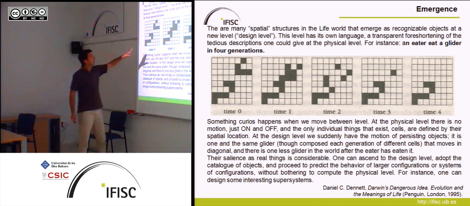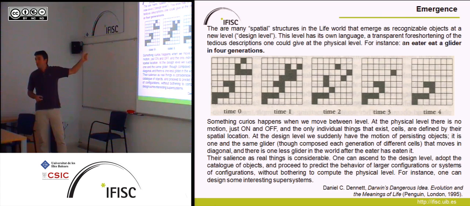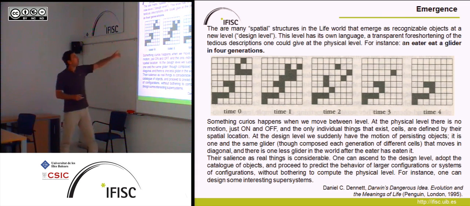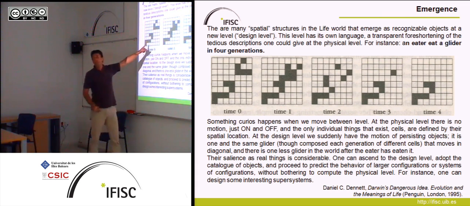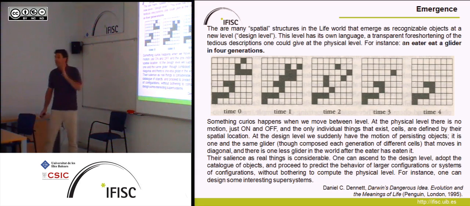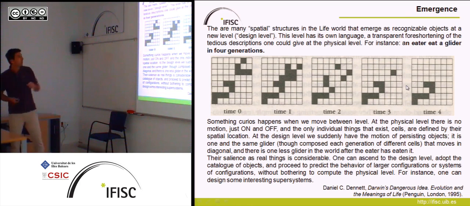You have a configuration like this one. To say the outcome of this configuration, you don't need to compute every time step, every cell on and off. You know that this is a glider, this is an ether, and you can say that the ether will eat the glider in 4 generations. So with this description, you can predict the behavior of the system at this level without going to the physical level.